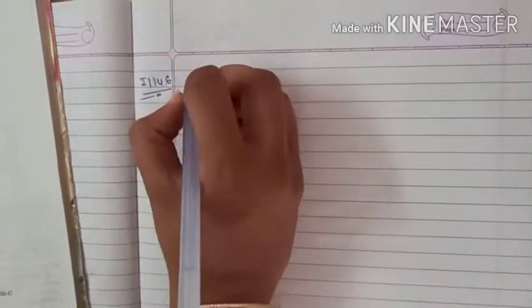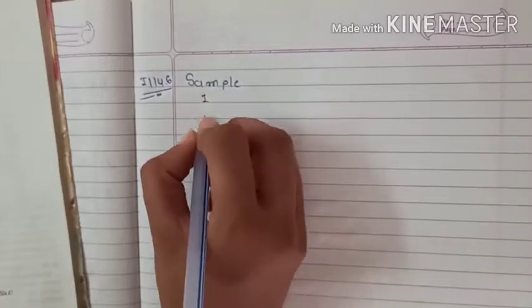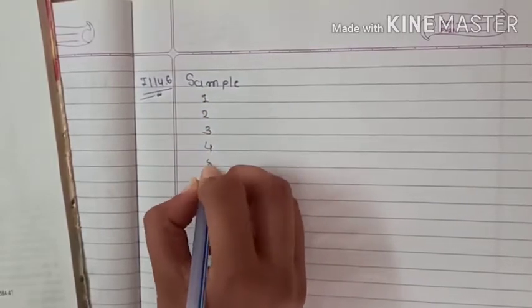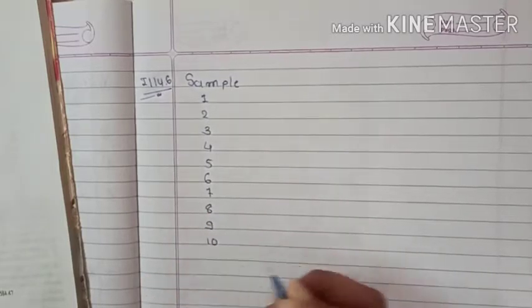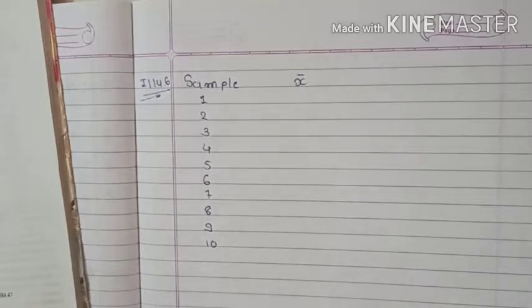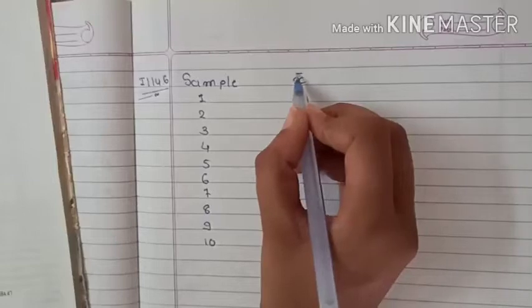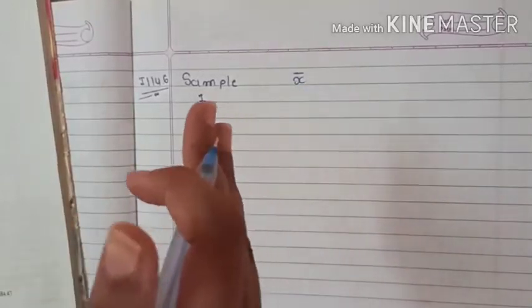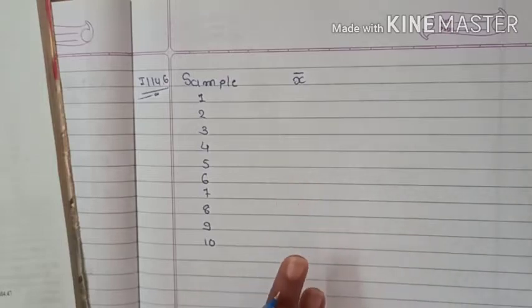What is given? Sample is given, 1, 2, 3, 4, 5, 6, 7, 8, 9, 10. X bar is given. The sample elements are not given. We have directly been given the X bar. So no need to individually calculate the mean for the samples, right?